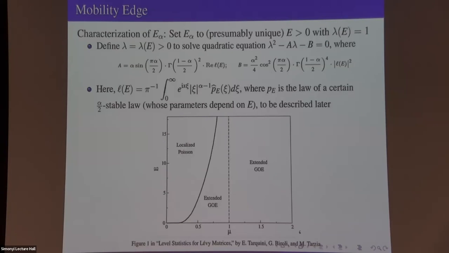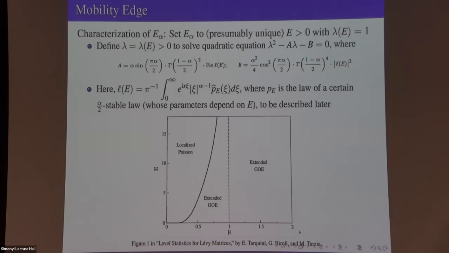I have to tell you what lambda is now. Lambda is the positive solution to this quadratic equation. This b here is going to be positive, so there's going to be one negative and one positive solution, and you take the positive one. Now I have to tell you what a and b are. They are given by these formulas: a polynomial in both of them, a trigonometric part with a sine and a cosine, a gamma function, and then this L of E.